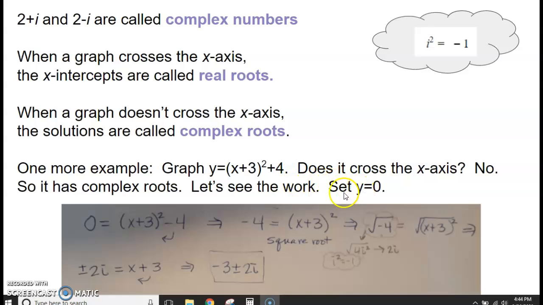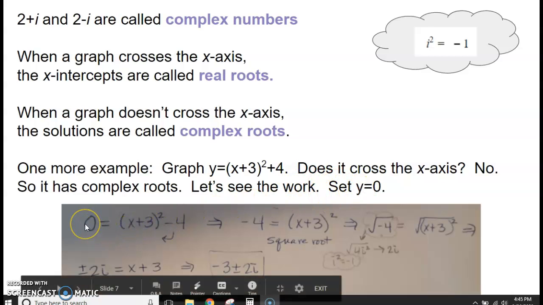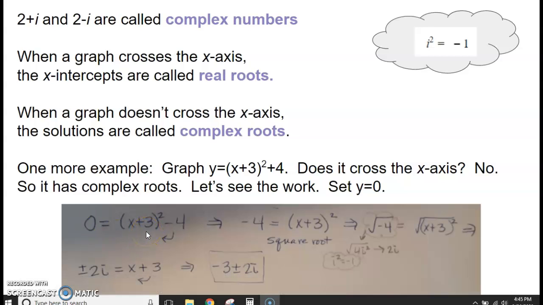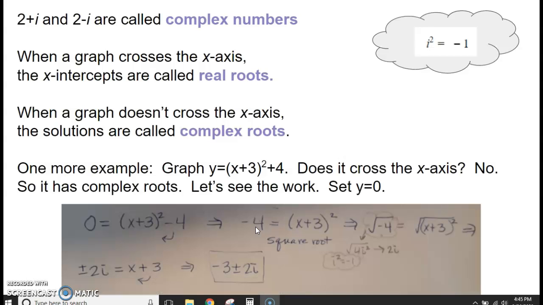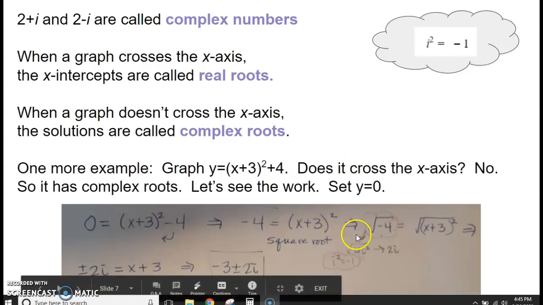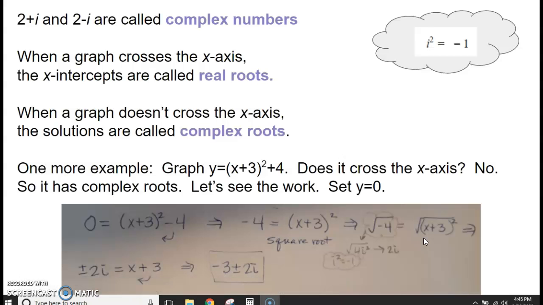The first thing we're going to do is set y equal to 0. So 0 equals (x plus 3) squared plus 4. Move the 4 over. See my little arrow here? So I move it over to the other side. I get negative 4 equals (x plus 3) squared. I'm going to square root both sides. Whatever I do to one side, I have to do to the other side. So I get the square root of negative 4 equals the square root of (x plus 3) squared.